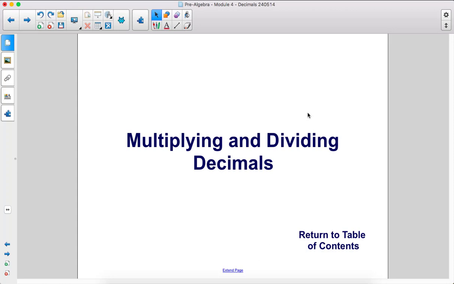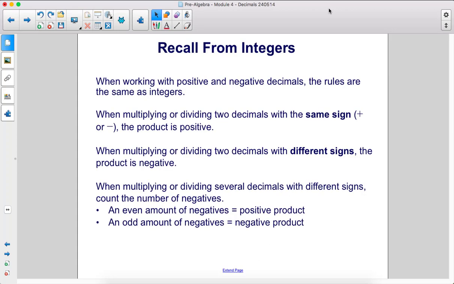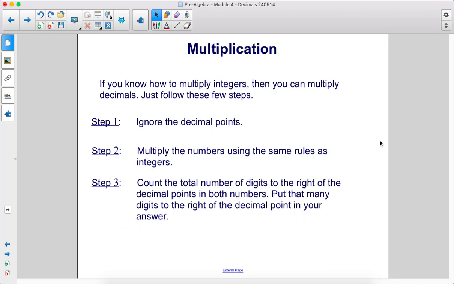Multiplying and dividing decimals. When working with positive and negative decimals, the rules are the same as integers. When multiplying or dividing two decimals with the same sign, the product is positive. When multiplying or dividing two decimals with different signs, the product is negative. When multiplying or dividing several decimals with different signs, count the number of negatives. An even amount of negative signs will be a positive product, while an odd amount of negatives will yield a negative product. If you know how to multiply integers, then you can multiply decimals.